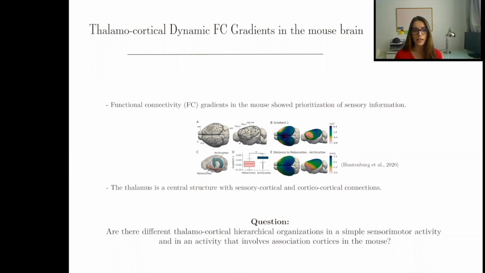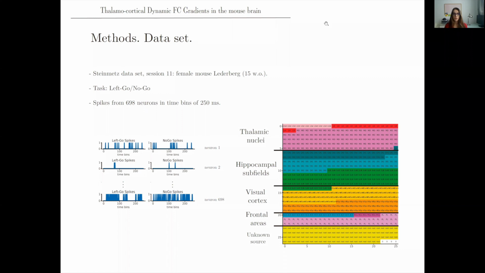Here we used a task that involves higher cortical activity, the go-no-go task, to understand whether there would be different thalamocortical dynamics in go-no-go conditions of a sensory motor task. In order to assess this question, we used one recording session of this 10 minutes dataset. We took the correct trials in which visual stimuli and motor response were to the left, and correct no-go trials.